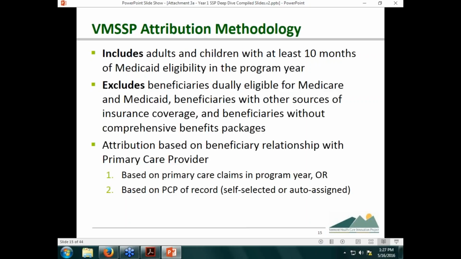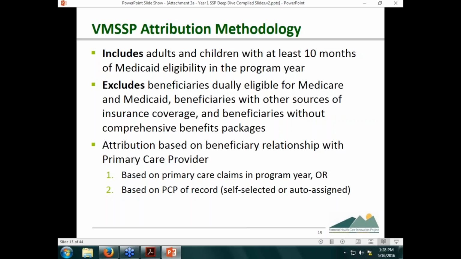So before we can talk a little bit more meaningfully about some of these population segments, it's an important thing that we all have a common understanding of the methodology that the Vermont Medicaid Shared Savings Program uses to attribute Medicaid members to an ACO. When we consider our overall Medicaid population, those who are considered eligible for attribution are adults and children with at least 10 months of Medicaid eligibility in the program year who do not have additional sources of coverage.